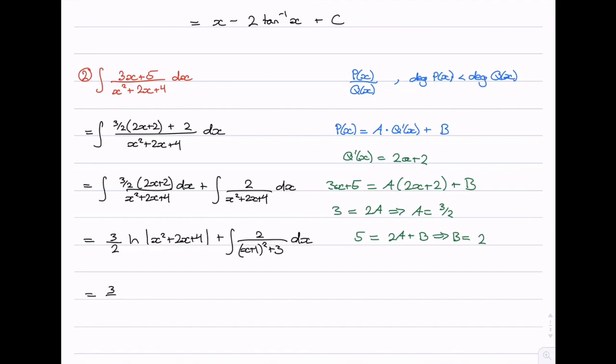Okay, so we can just rewrite this first bit again. 3 on 2 times log of x squared plus 2x plus 4. Now for this bit, we could use a substitution, u equals x plus 1, but I think that it should be pretty easy to see that this is the inverse tan. So when we take out the 2, it's going to be 1 divided by a. In our case, a is the square root of 3. If you're not sure about this, make sure you go back and watch the previous video where we covered this style of integral, times tan inverse of x plus 1 divided by root 3. And since there's no more integrals to compute, we now add our constant. And that's the end of the second example.